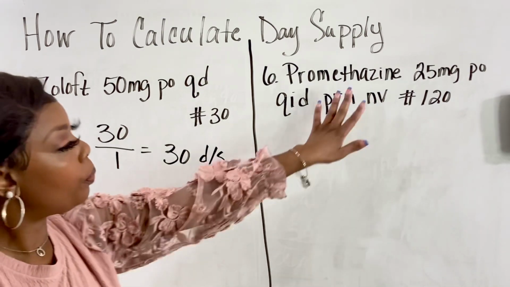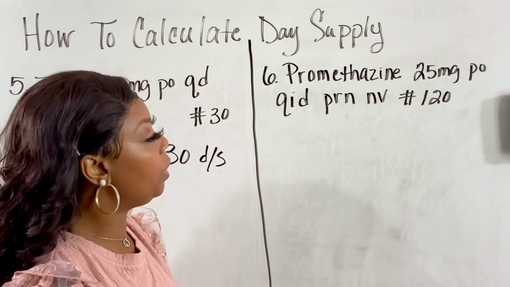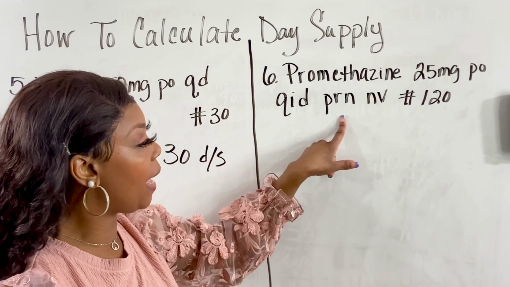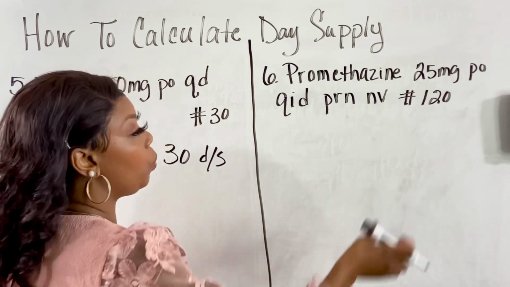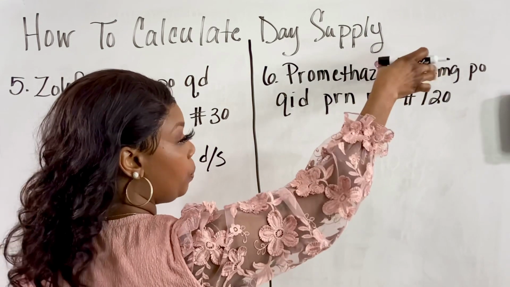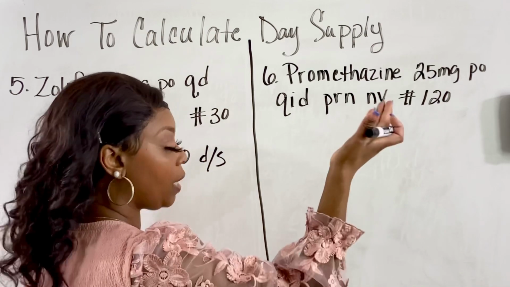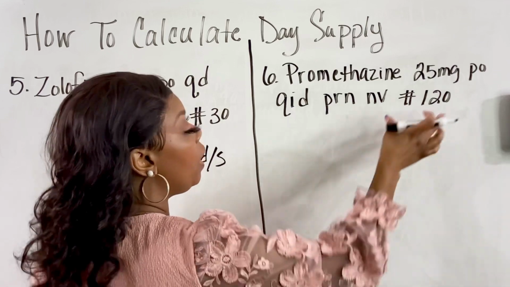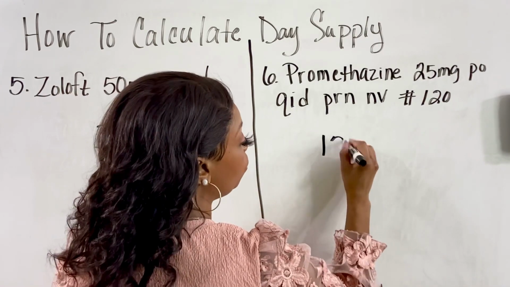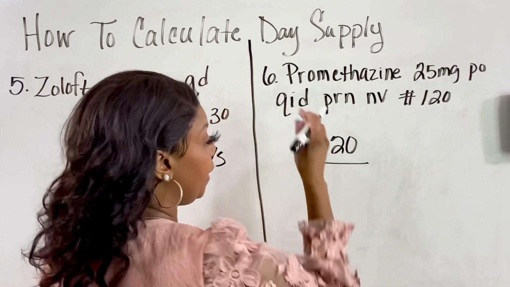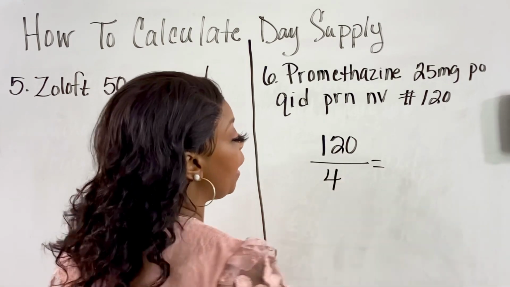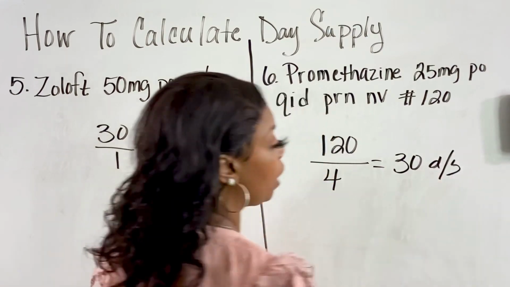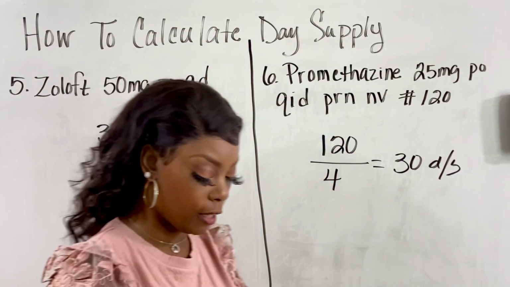All right, promethazine 25 milligrams by mouth 4 times a day as needed for nausea and vomiting. So this is considered our 1 tablet. This promethazine 25 milligrams, that's a tablet. By mouth 4 times a day. And we have a total quantity of 120 tablets. So here's our total. And each day we're taking 4 tablets, and that should last us as a 30-day supply. It is just that easy, you guys.